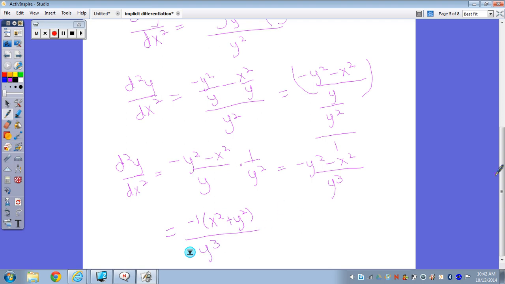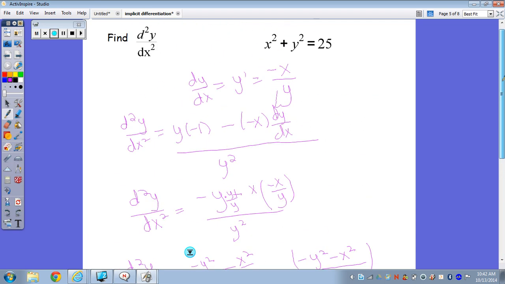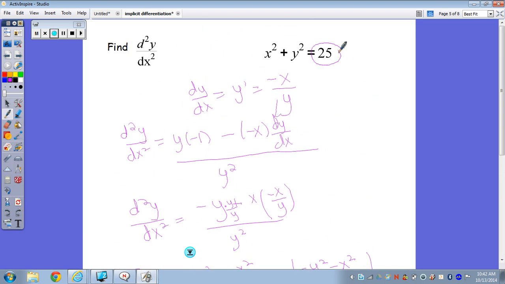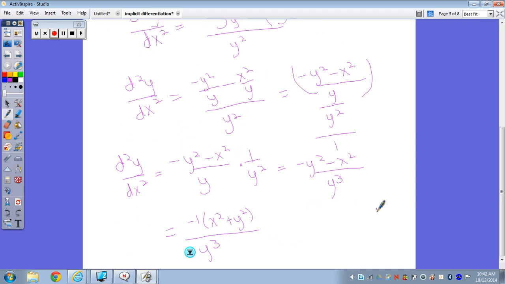And what happens is x squared plus y squared, if we go up to our original function, they told me was equal to 25. So there's one question in the book on multiple choice that they do this. They replace this x squared plus y squared with 25 because in the original problem, that's what they told us it was. And then this is the answer, negative 25 over y cubed, that they give for the second derivative. So that's kind of a trick they do on multiple choice questions occasionally, but it's very rare, but it does happen on one question in your book.